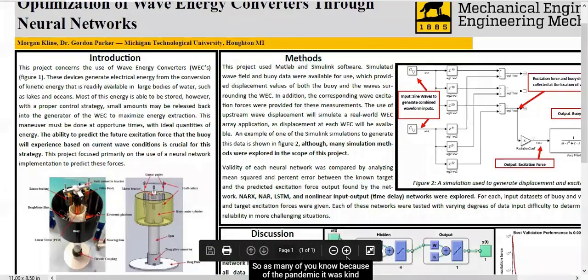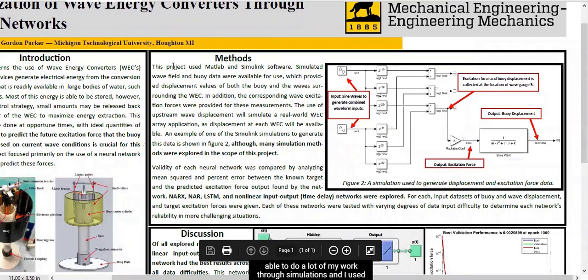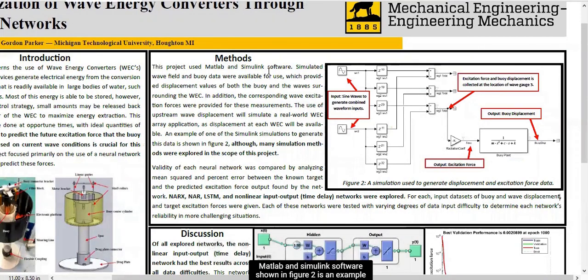As many of you know, because of the pandemic, it was kind of difficult to get on campus into the wave tank, but I was able to do a lot of my work through simulations, and I used MATLAB and Simulink software. Shown in figure 2 is an example of one of the simulations I used. This is where we created the waveform inputs. We combined sine waves, and we ended up getting our wave gauge displacement readings, just simulated theoretical wave displacement readings at 3 different locations. This would be at the location of our first set of wave gauges, the second set of wave gauges, and then the location of the buoy.